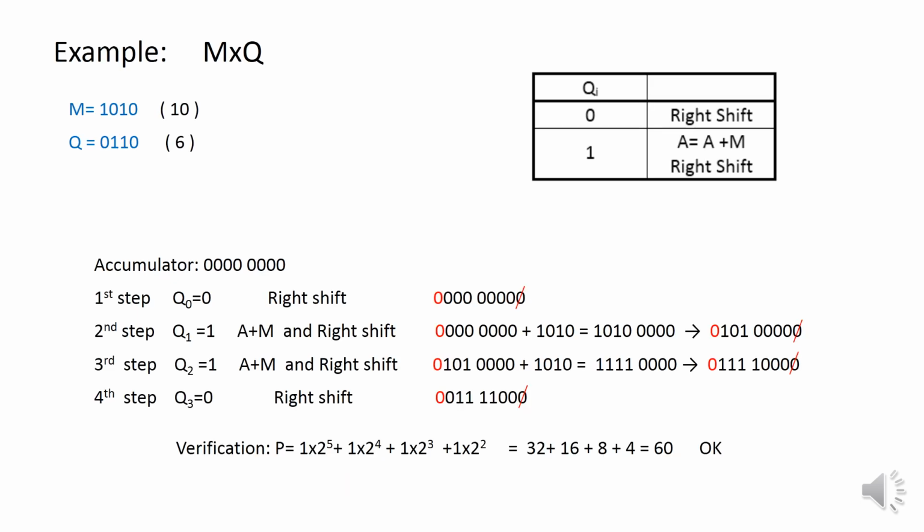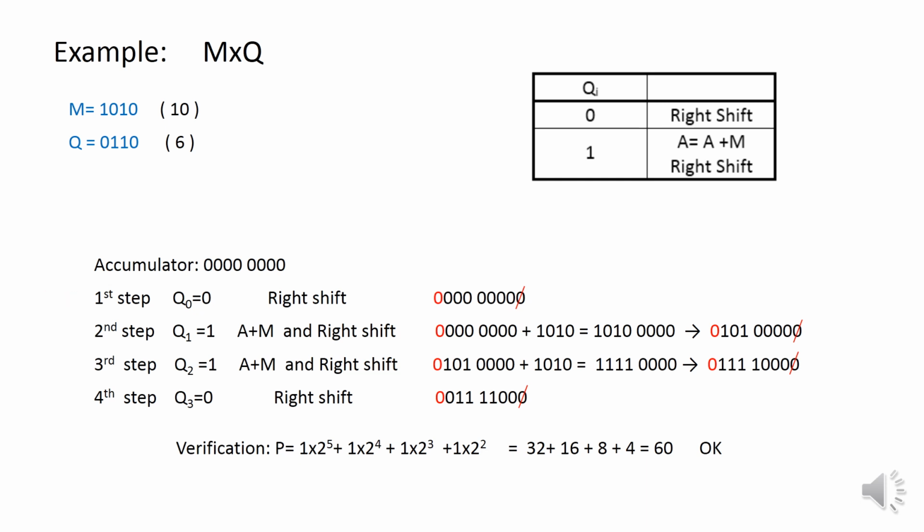Let's see now an example of computer multiplication applying the partial sum approach rules. This is the rules table. This is the multiplicand, and this is the multiplier. These are the bits of the multiplier: 0, 1, 1, 0, 0, 1, 1, 0. This is the accumulator. Initially, the accumulator is empty.